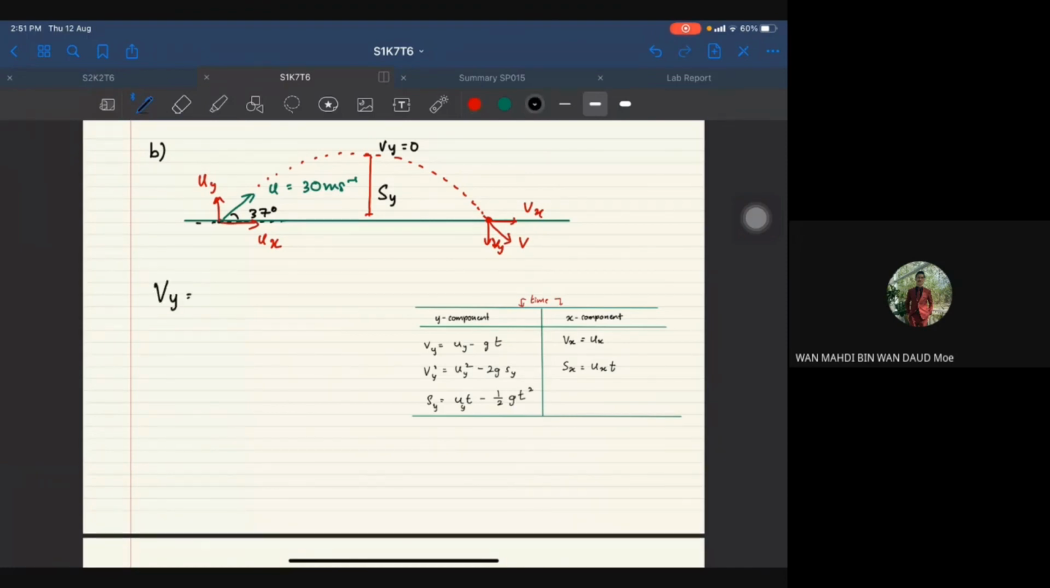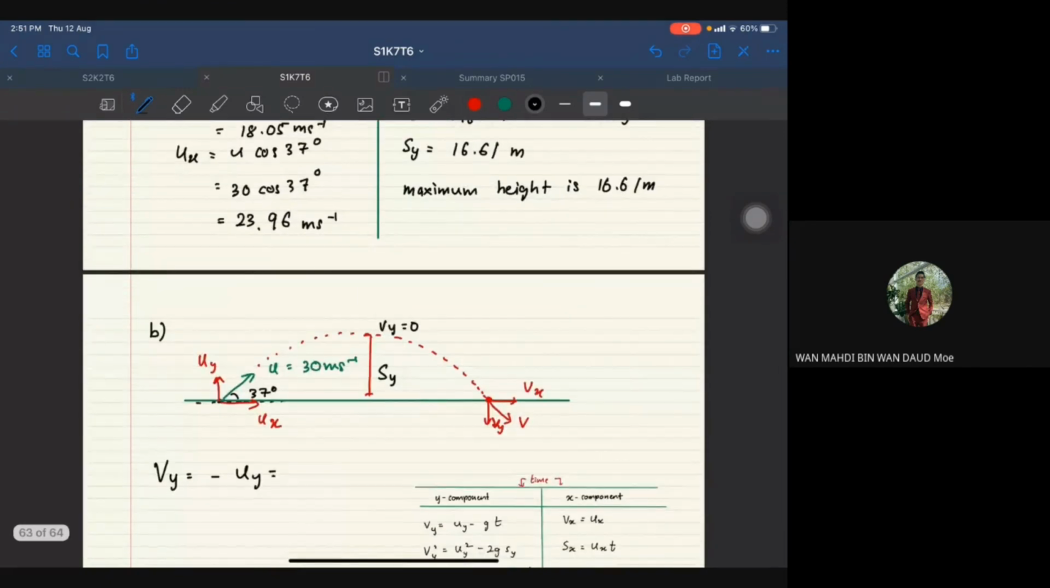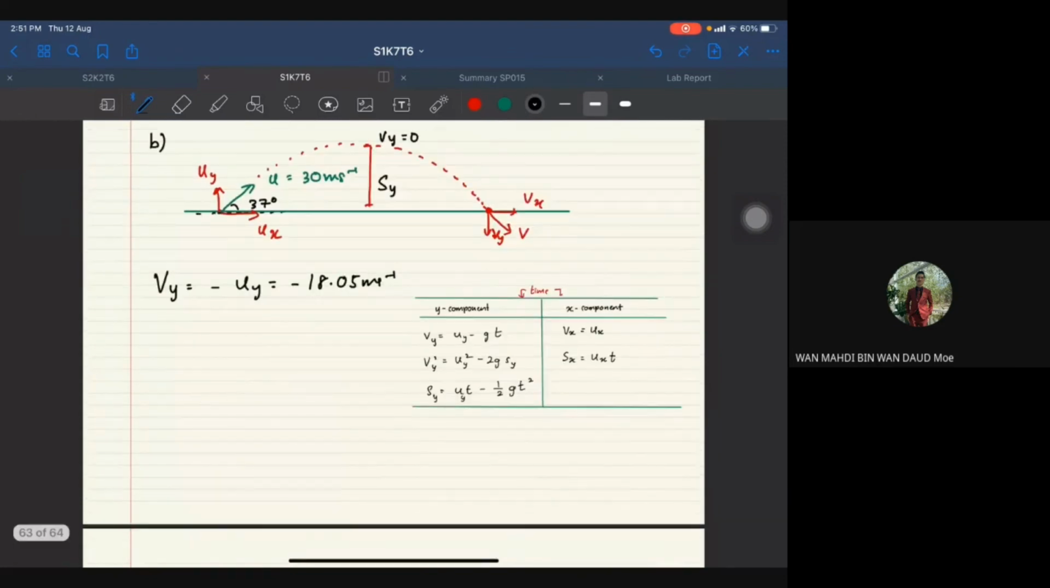So you can say that Vy is actually equals to negative Uy. Negative because they opposite direction. So Uy tadi adalah 18.05. So this one is negative 18.05. Okay, so now we can use the first equation straight away. Masukkan negatif tu, jangan lupa. Uy is positive. Minus 9.81t.